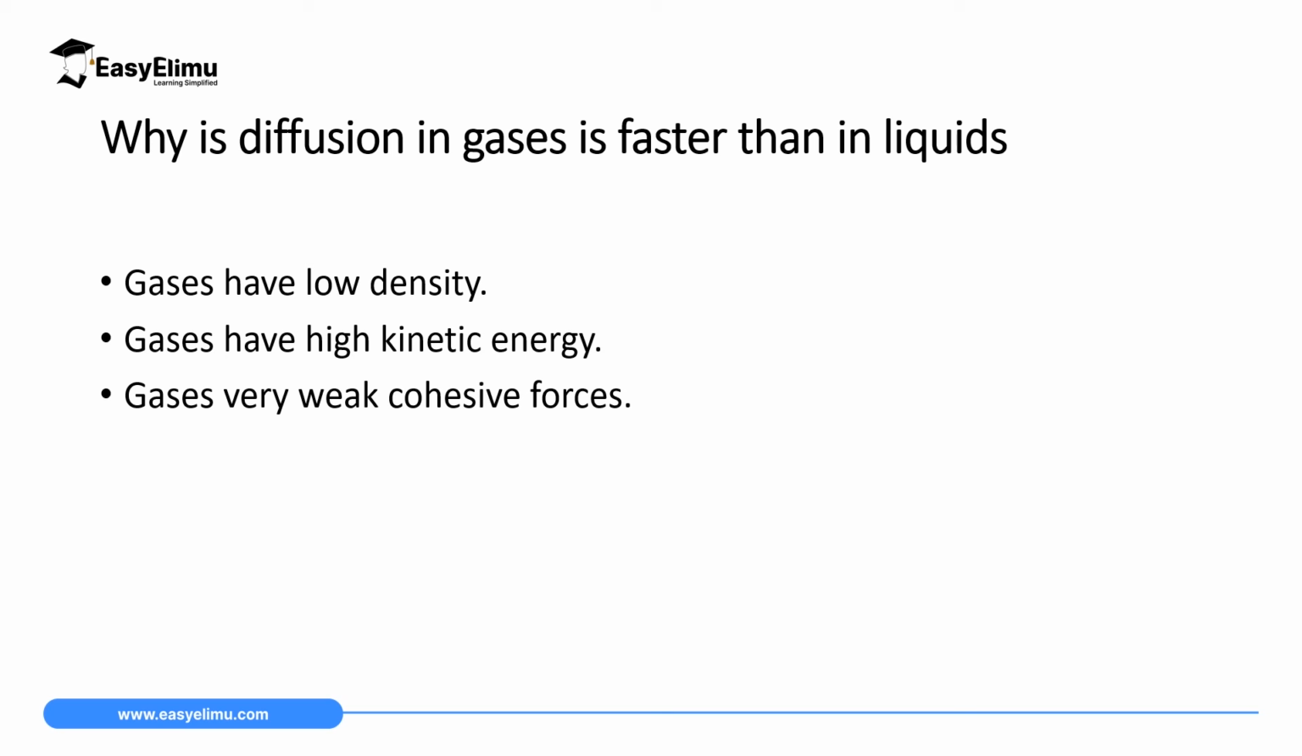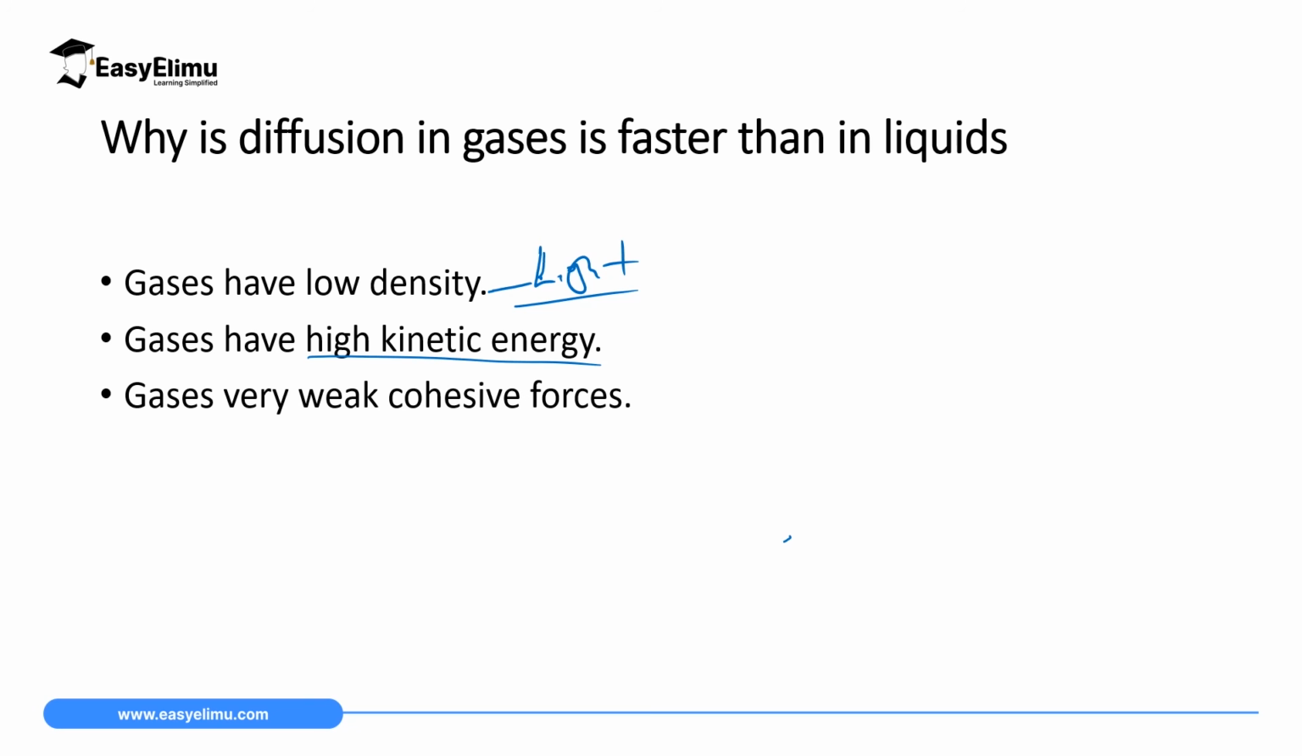The first reason is that gases have low density. Low density means they are all light. They can be moved easily. They are light and they can move easily. So particles which are less dense move fast, and particles which are high density means they are very heavy, they move very slowly. Another reason is that gases have high kinetic energy, the energy which causes motion.